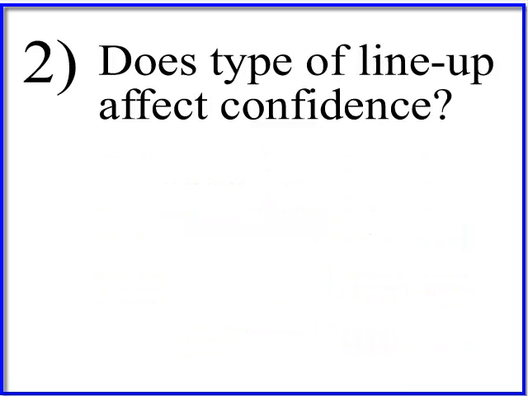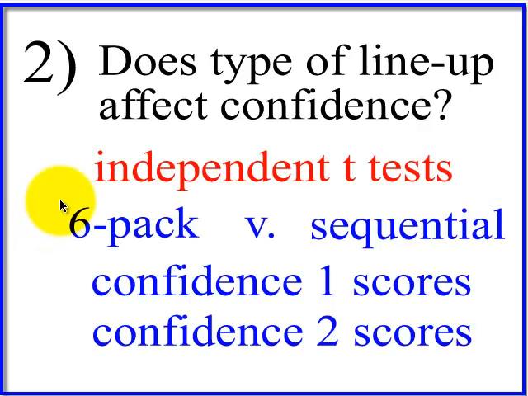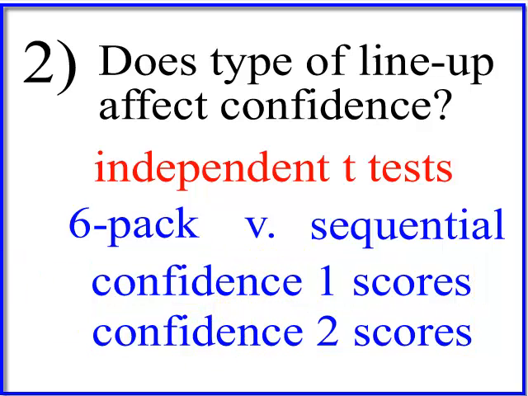So the second question is, does the type of lineup affect the confidence scores? And it's basically the same thing. You're going to do two sets of t-tests. The groups are six-pack versus sequential. And again, these are going to be your DVs, confidence scores 1 and 2. So that's what a t-test will tell you.